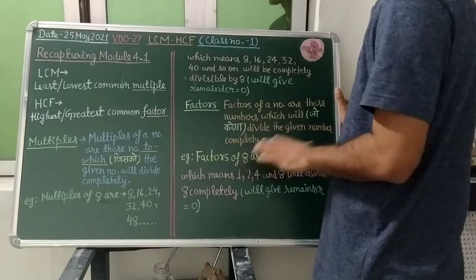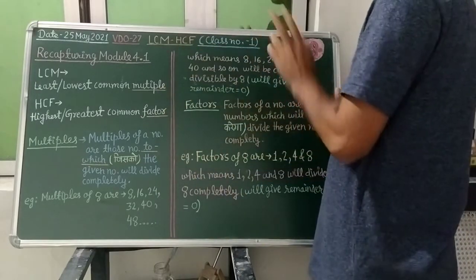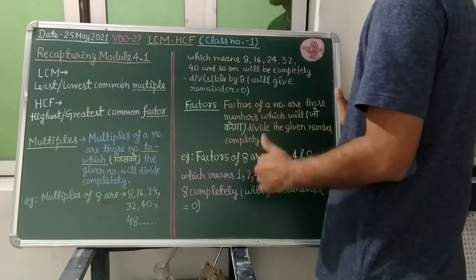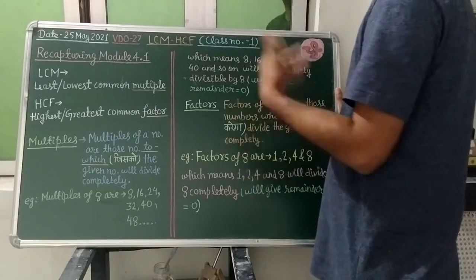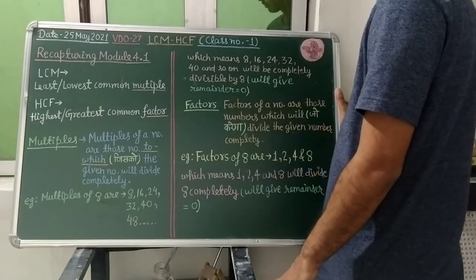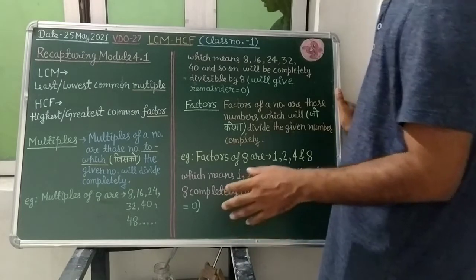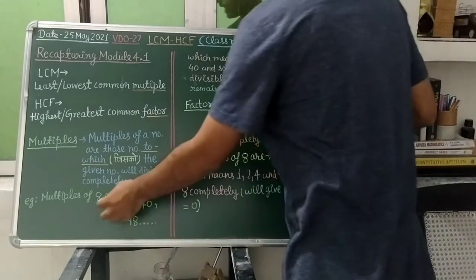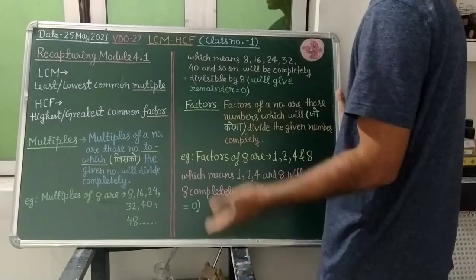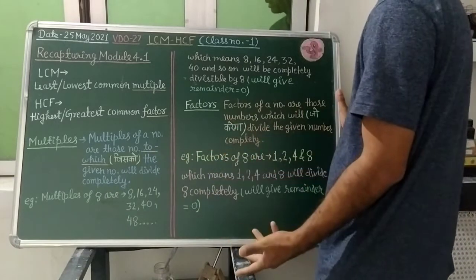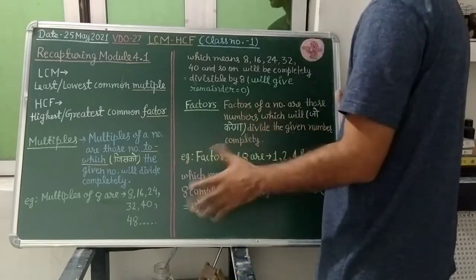So multiples are the numbers to which the given number will divide, and factors are the numbers which will divide the given number. You can understand from this example, if we are talking about 8 and writing the multiples, how will you write the multiples?